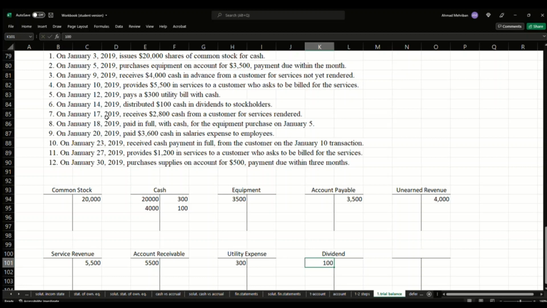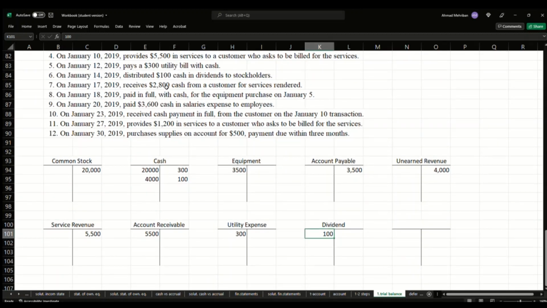Now, on January 17, we receive 2,800 cash from a customer for services rendered. So this is a new service that we've provided. Service revenue 2,800. Is it? Just a second. Yes, it is 2,800. And we received cash. Receiving cash is an increase in the cash account. That's it. Let me just mark this one because I want to go back to this later.